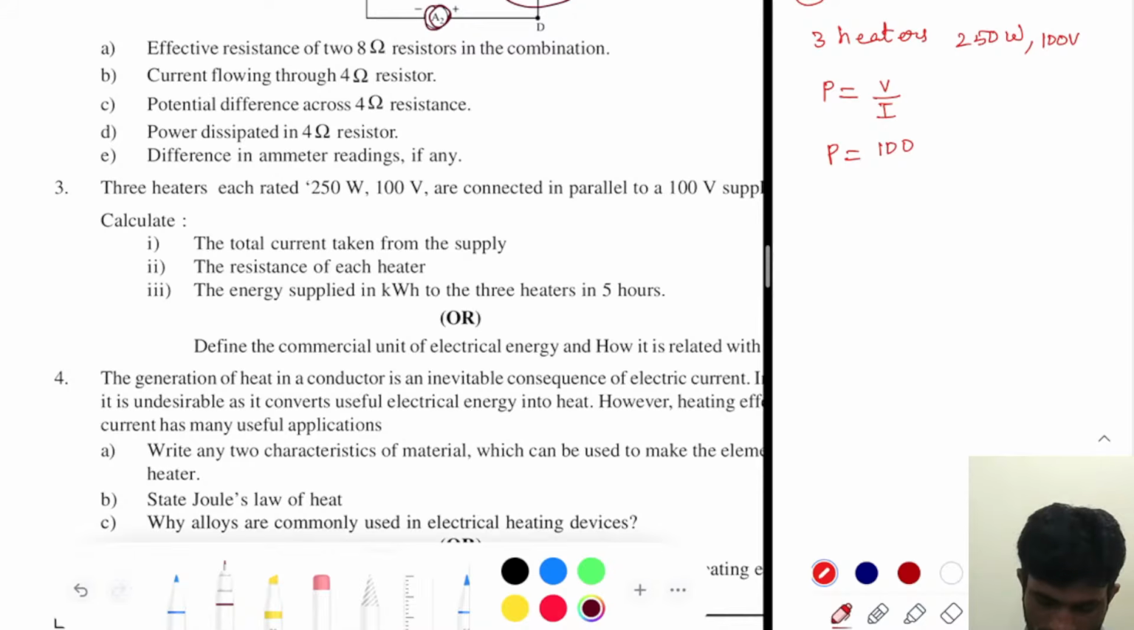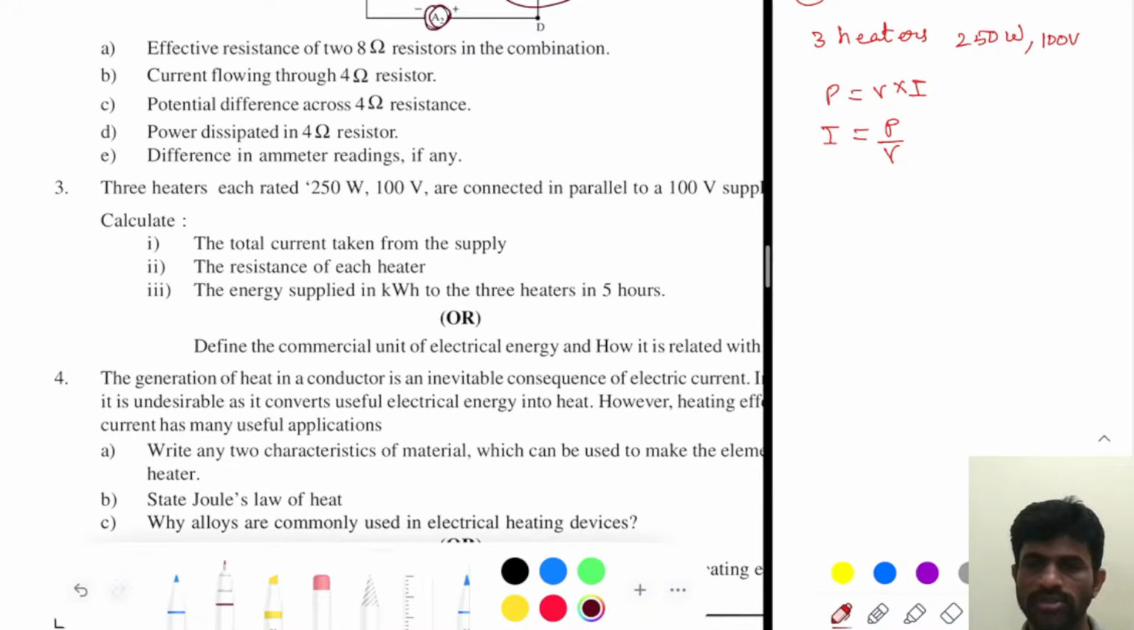Power is not V by I, power is equal to V into I, and I is equal to power by voltage. So I is equal to power, which is 250 watt, and voltage is 100. So it is going to be 2.5 amperes. What they are asking is the total current taken from the supply.